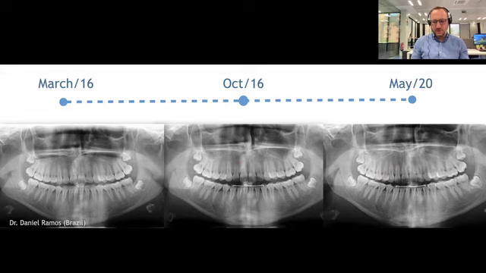At this point, she heard me and she's extracting the third molars. Otherwise, we would compromise these areas. So she now is out of the third molars. Okay.